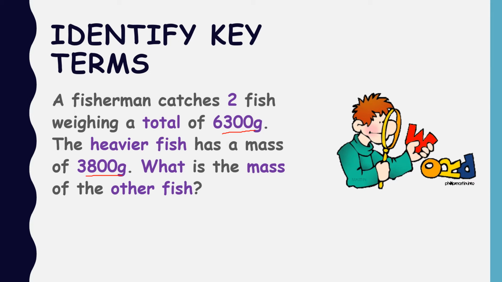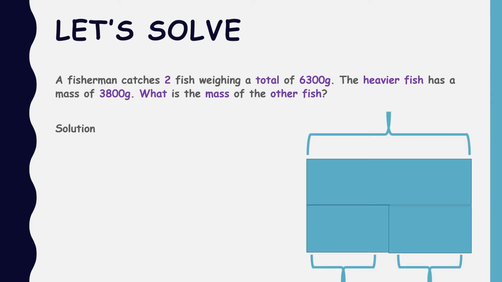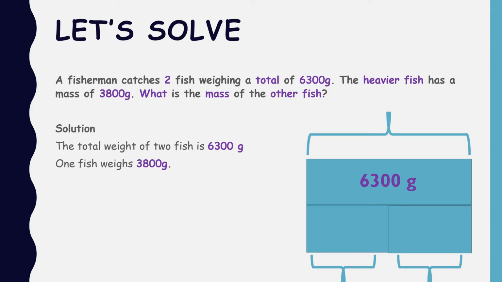Now, we are going to solve this problem using a bar model. What is the first thing that the problem tells us? A fisherman catches two fish weighing a total of 6,300 grams. So the first thing it tells us is that the total weight of the two fish is 6,300 grams. Let's enter this value in our bar model. Now the heavier fish has a mass of 3,800 grams, so one fish weighs 3,800 grams. Let's enter this value here.